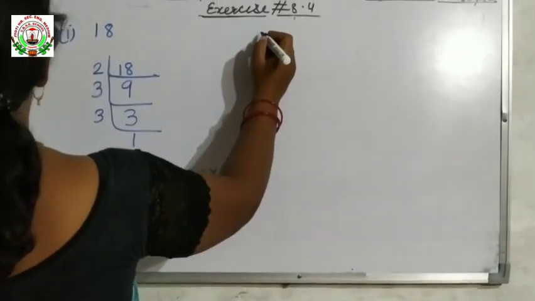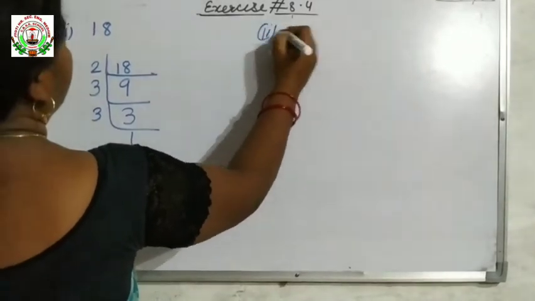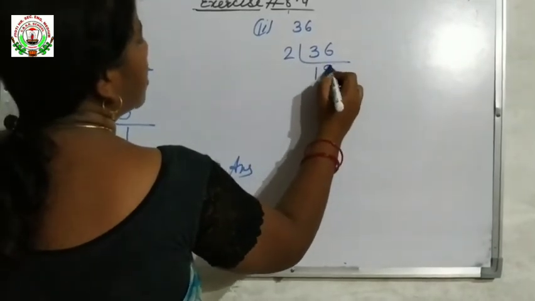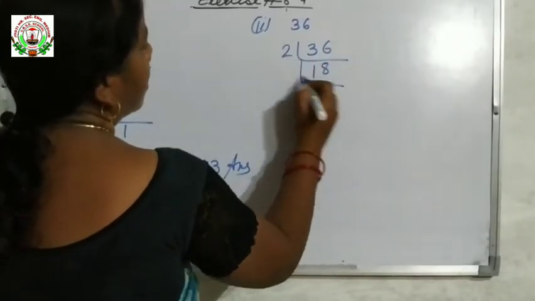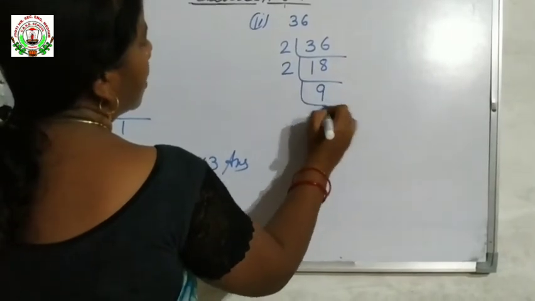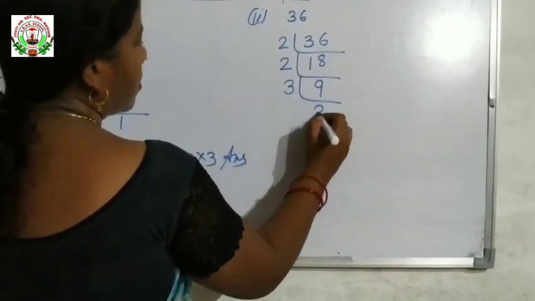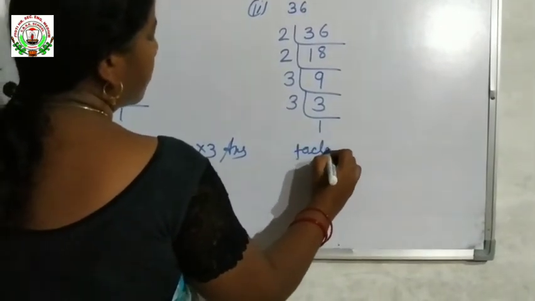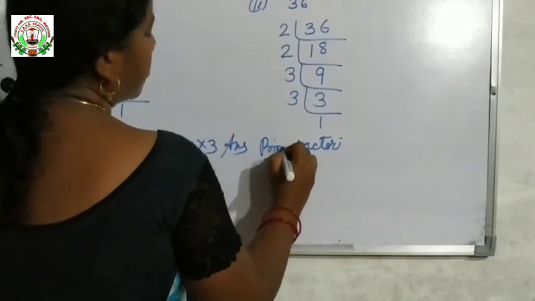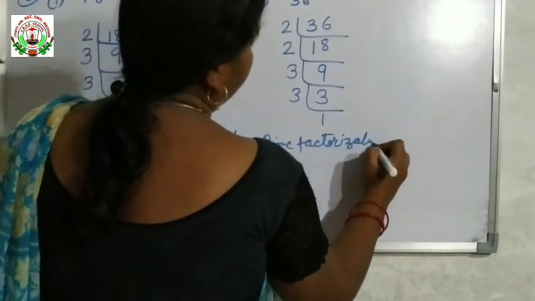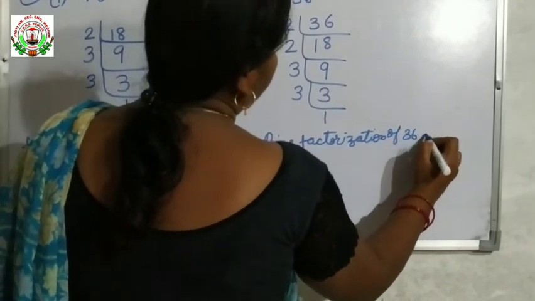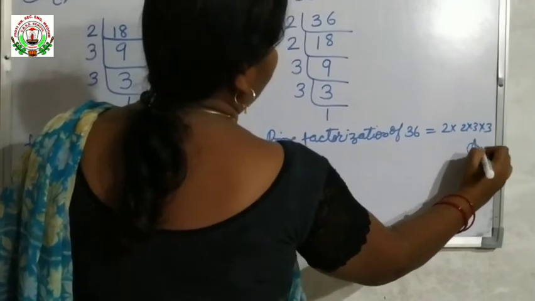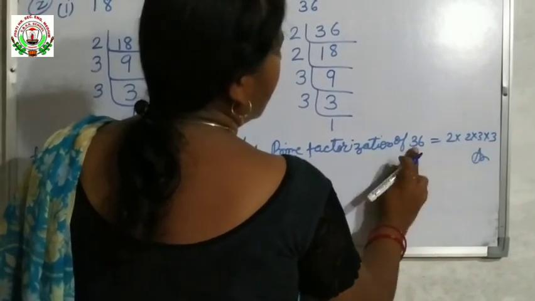Next question is 36. 2 1 ja 2, 2 8 ja 16. When you divide it, 18 you will get. Then again 2, 2 9 ja 18. Now 9 is divisible by 3, 3 3 ja 9. Then 3 1 ja 3. So prime factorization of 36 is 2 into 2 into 3 into 3. This is the answer. 2 2 ja 4, 4 3 ja 12, 12 3 ja 36.